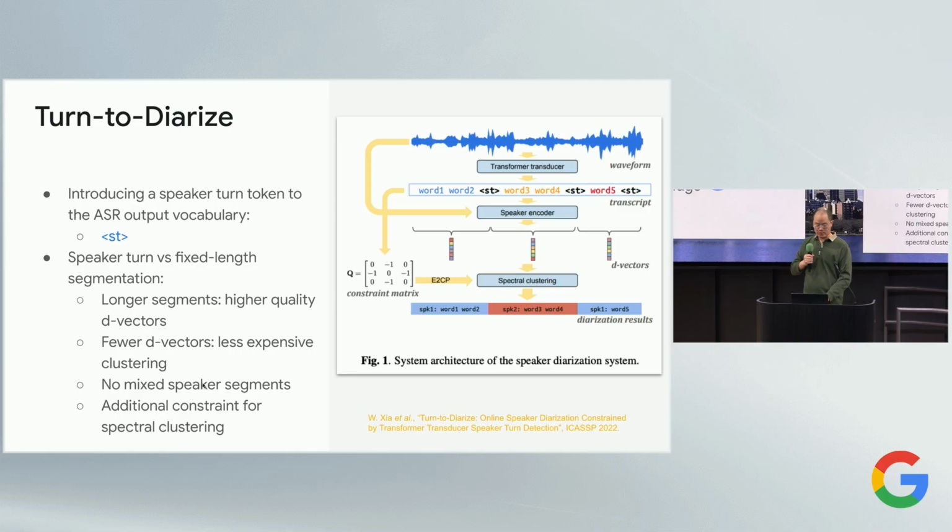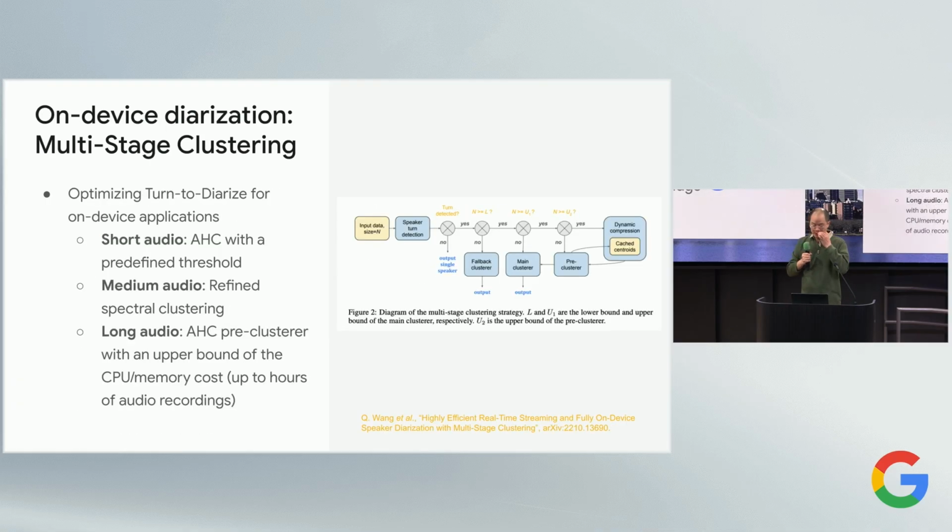And with speaker turns, we can also apply additional constraints to the spectral clustering algorithm. Also, we have a very small engineering trick on top of the Turn-to-Diarize algorithm to make it run efficiently on the device. That's called multi-stage clustering. The idea is very simple. When you ship a diarization product, the user can use it however they want. They can diarize 2 seconds of audio. They can diarize 1 minute of audio. They can also diarize 10 hours of audio.